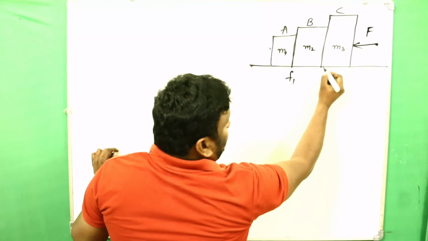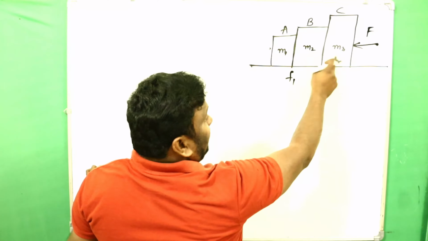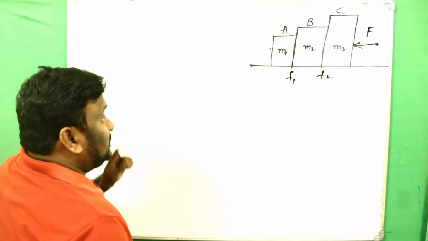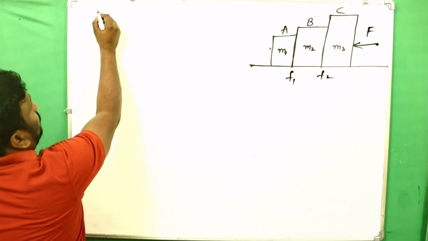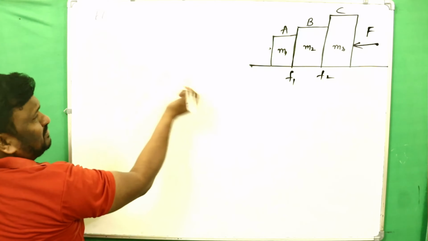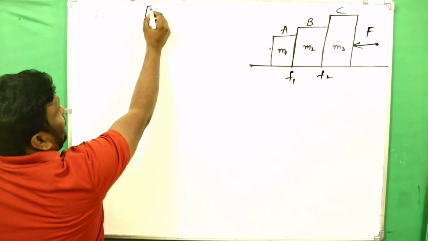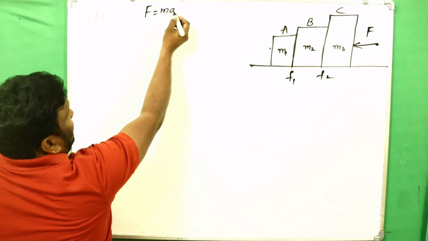f1 is in between m1 and m2, f2 is in between m2 and m3. Okay, clear. So now the free body, again same thing. According to the second law, F is equal to ma and a is equal to F by m, and in this case we can write a is equal to F by m1 plus m2 plus m3.